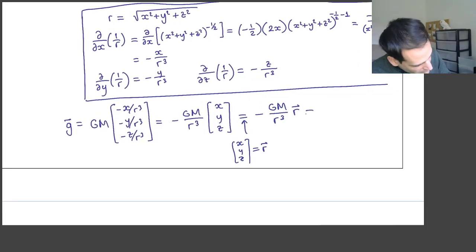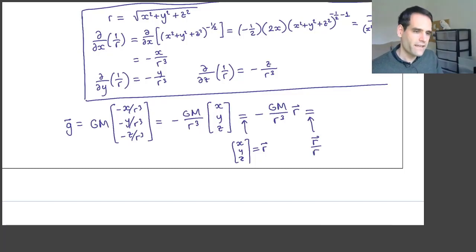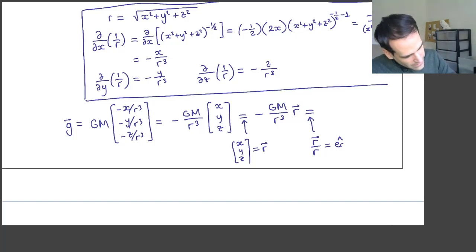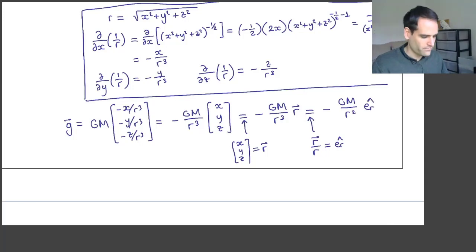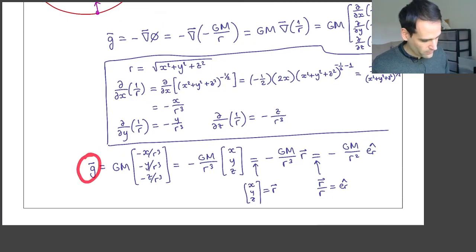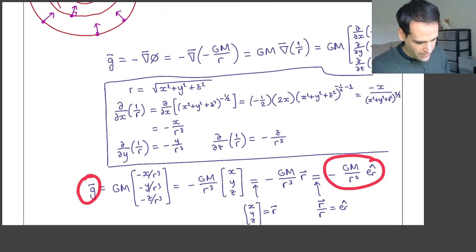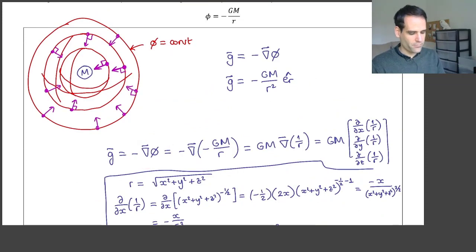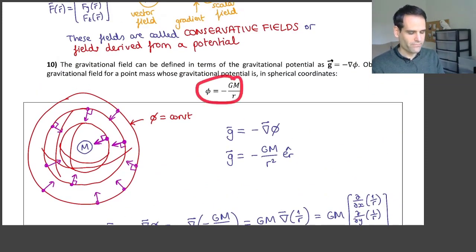And now you can further realize that the r vector divided by the r scalar is equal to er hat. It's the normal vector in the direction of r. So therefore you can take one of the r's here to divide with r, and you get minus Gm over r squared times er hat. Okay? So in this way, we have shown that the gravitational field can be calculated as the gradient of the scalar of the gravitational potential.